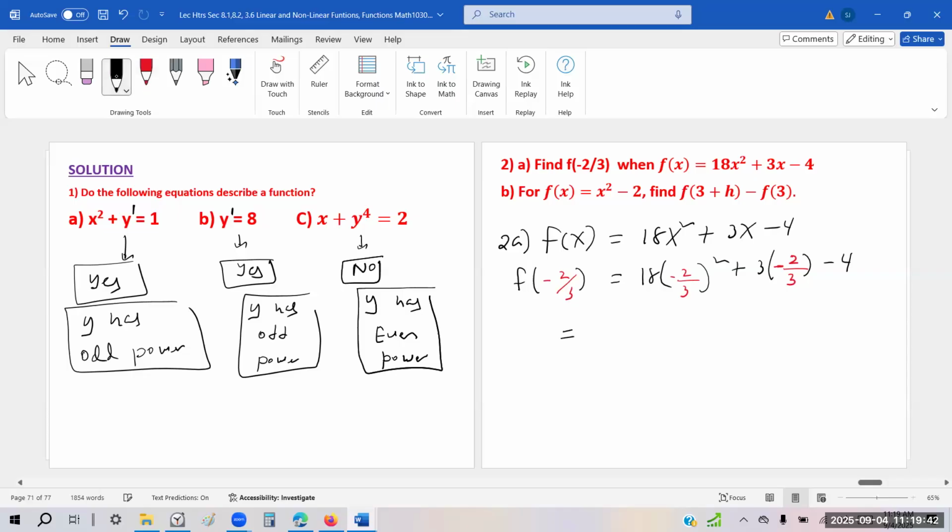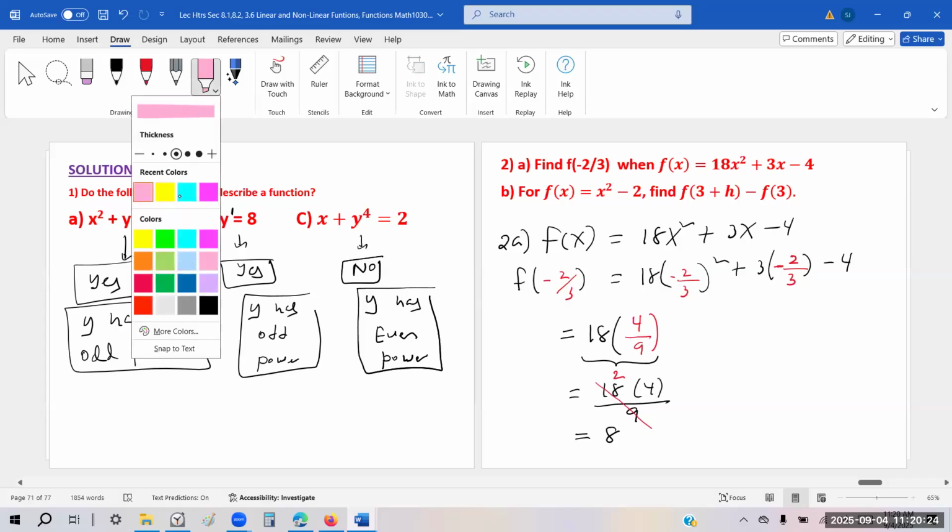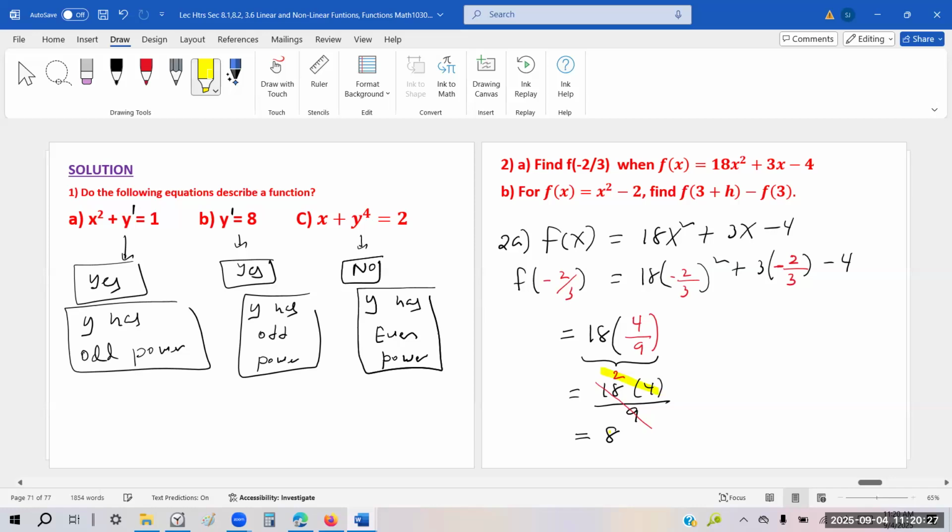So you go to PEMDAS. PEMDAS says do what? 18 times the multiplication or the power? Power. So we have 18, we leave it alone. And what is negative 2/3 squared? Positive 4/9. Now this basically means you have 18 and 4 and you're dividing by 9. So what do you observe? 9 goes into 18 twice. So what is left at the end? 8. 2 times 4, 8.